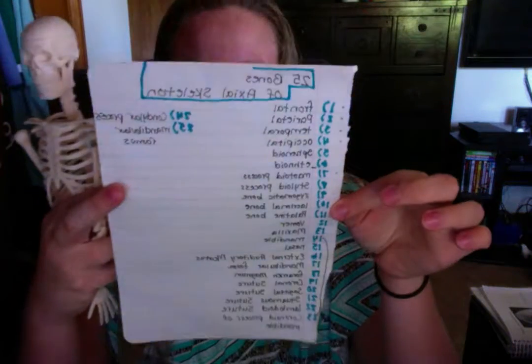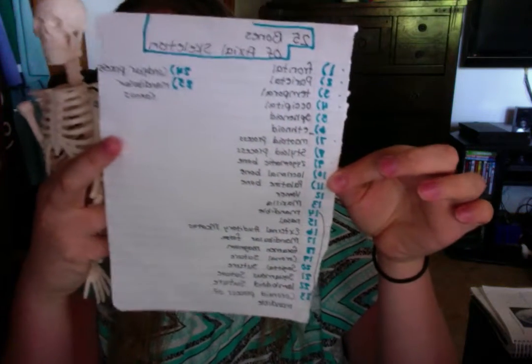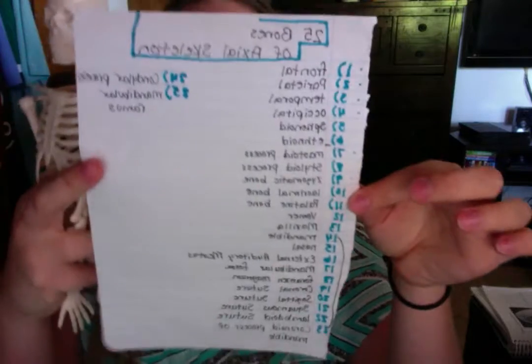Hey guys, I'm going to be doing the axial skeleton with the 25 bones that I chose, and here's the paper. Those are the 25 bones I chose. Okay. First, I'm going to start with the larger bones, which is the cranium bones, and the first one is the frontal bone, which is right here in the front.